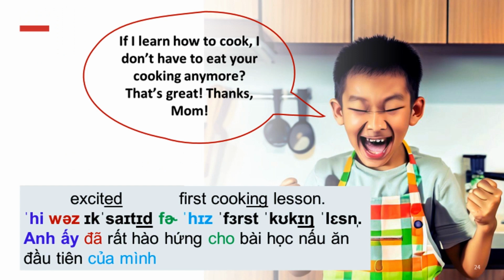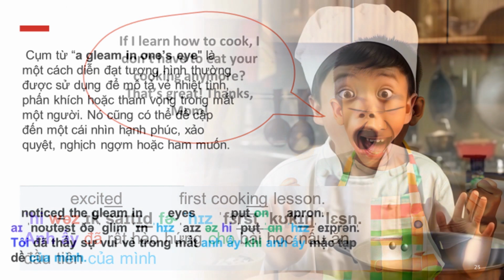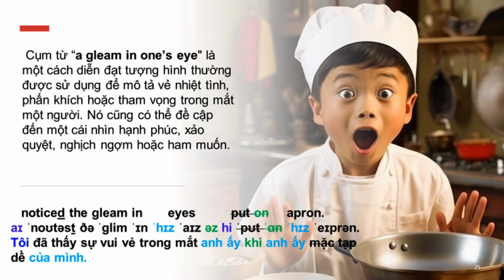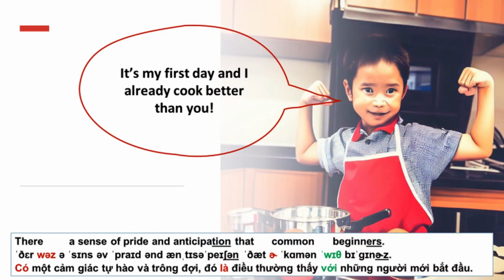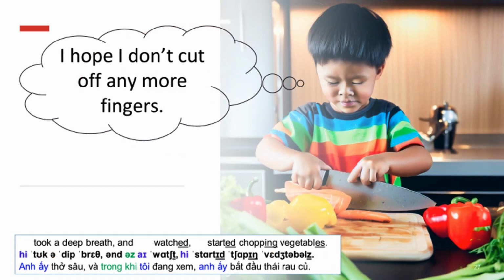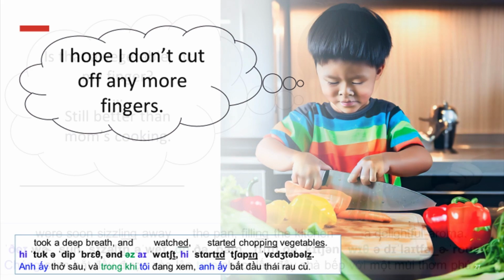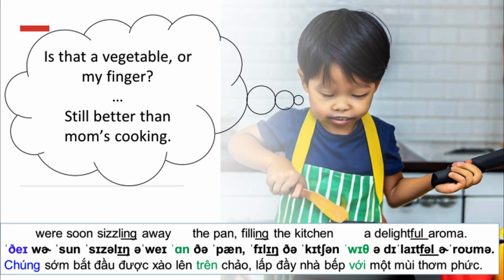He was excited for his first cooking lesson. I noticed the gleam in his eyes as he put on his apron. There was a sense of pride and anticipation that are common with beginners. He took a deep breath, and as I watched, he started chopping vegetables. They were soon sizzling away on the pan, filling the kitchen with a delightful aroma.